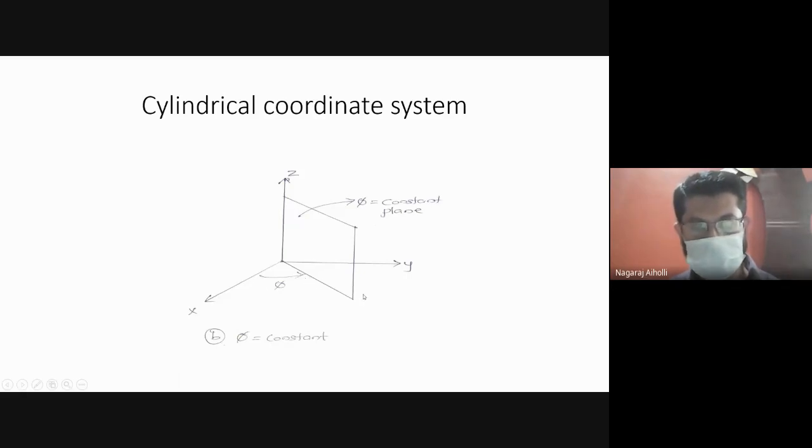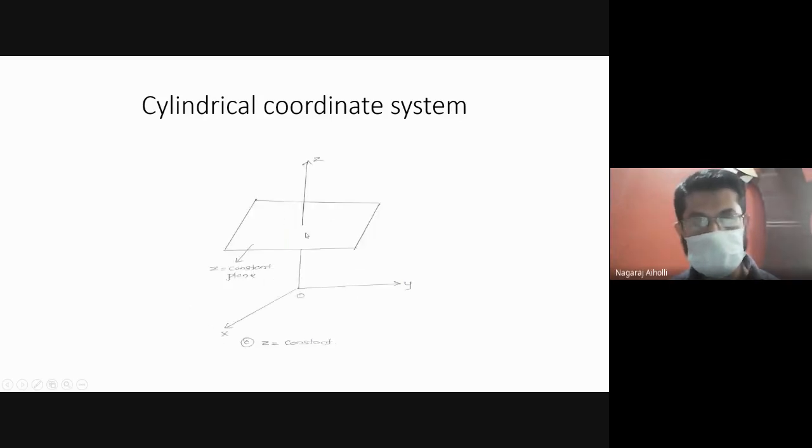Once we place this plane here in between the x and y planes, it is fixed. The angle phi will be fixed. So it is the phi equal to constant plane. And the last one is the z equal to constant plane. This is the z axis here, and this plane is placed along the z axis, that is parallel to the xy plane.